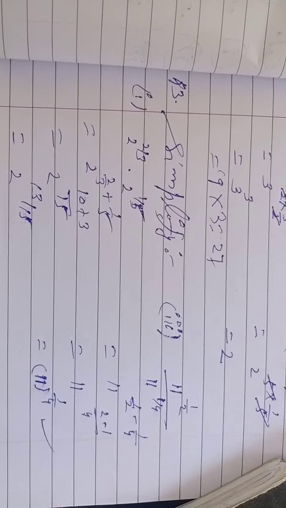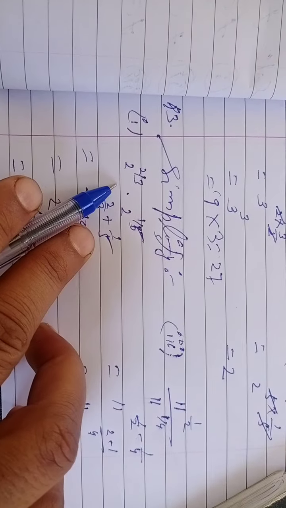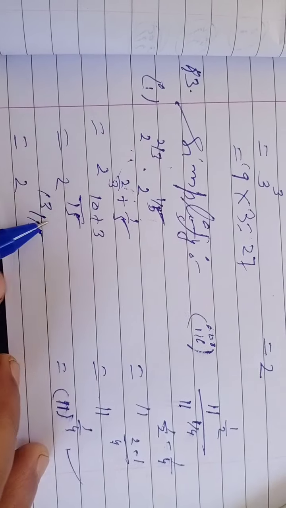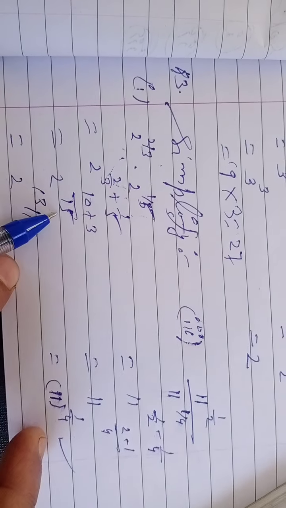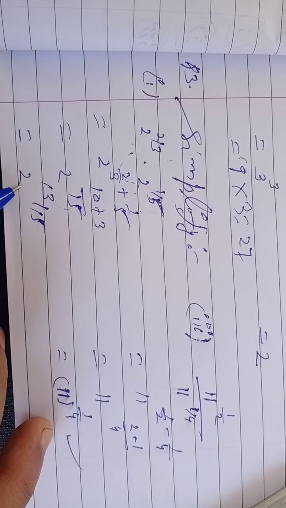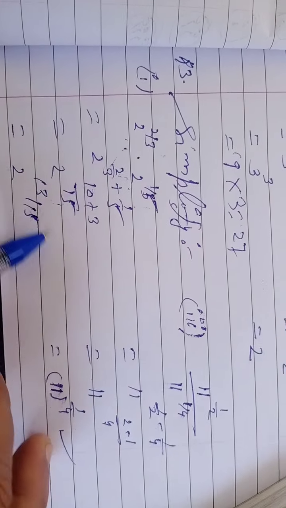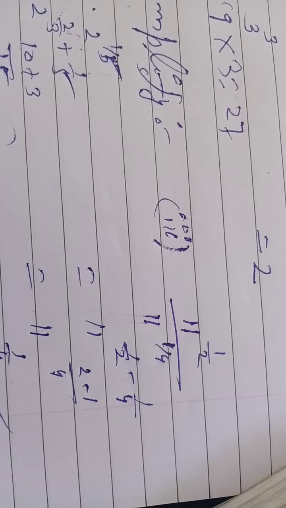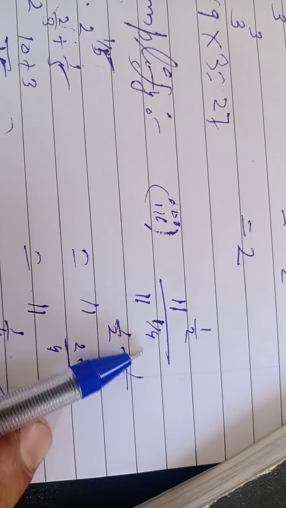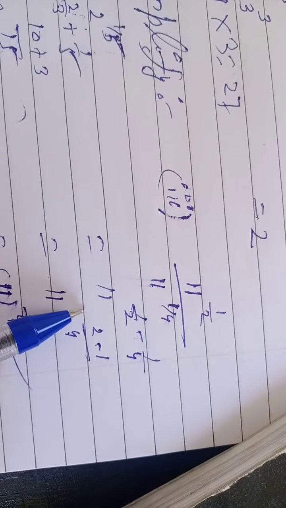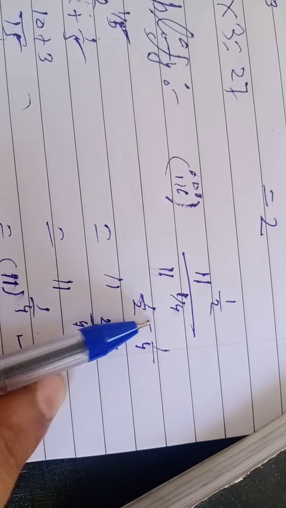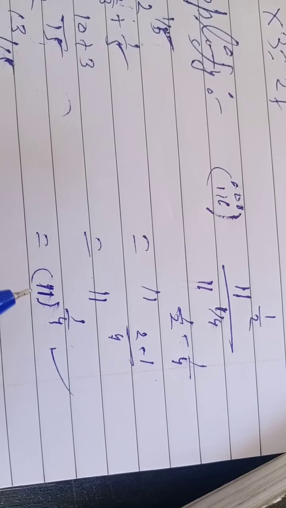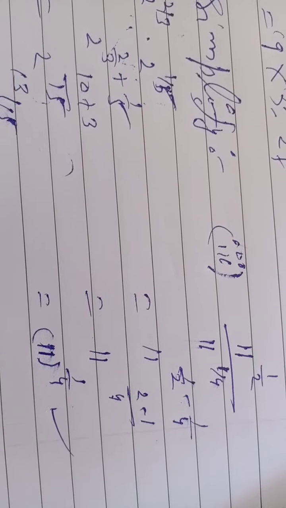Another question we have here: simplify 2 to the power 2 upon 3 into 2 to the power 1 upon 5. The base is the same, so the powers will be added. Taking the LCM 15, it is 10 plus 3, so 2 to the power 13 upon 15 will come after solving. Another part: 11 to the power 1 upon 2 divided by 11 to the power 1 upon 4. Whenever there is division, the power will be in negative, so 11 to the power 1 upon 2 minus 1 upon 4. Taking the LCM, 2 minus 1 upon 4, so 11 to the power 1 upon 4 is coming.